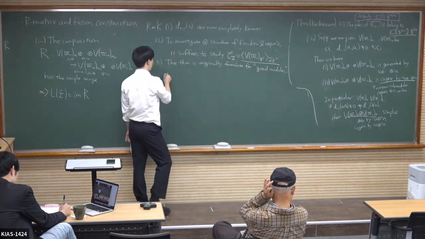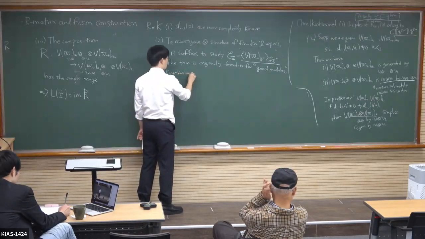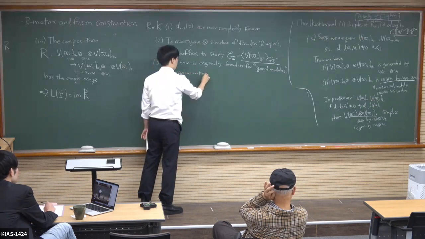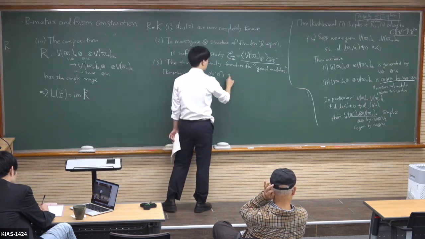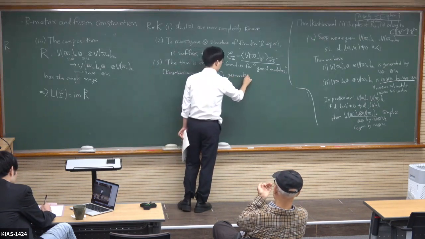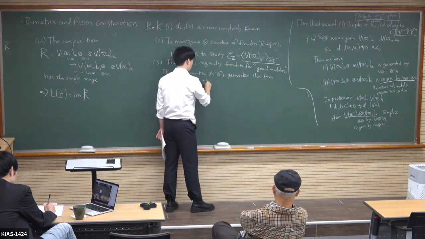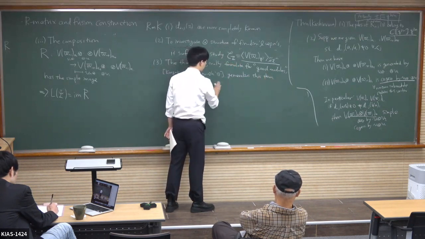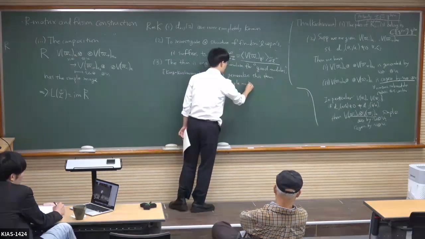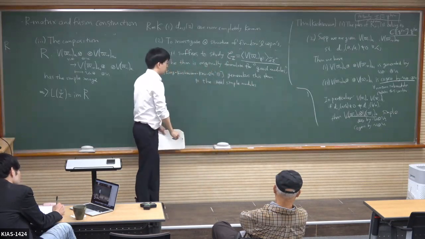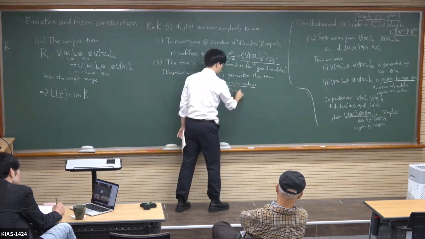But fortunately, this has a nice generalization by Kashiwara and Kim-Oh to the so-called real simple modules. Real simple means that for a simple M, M tensor M is again simple.